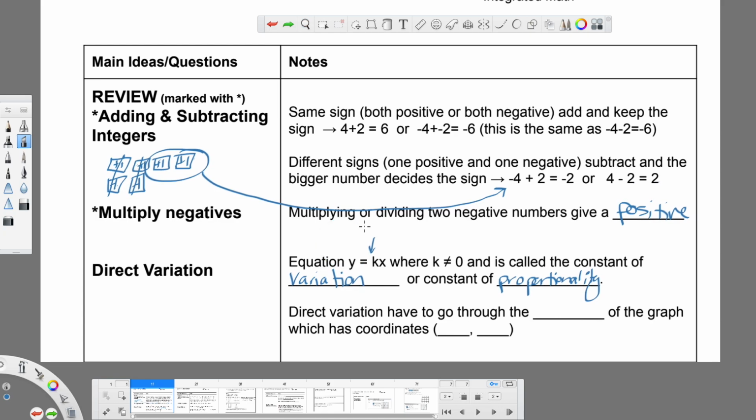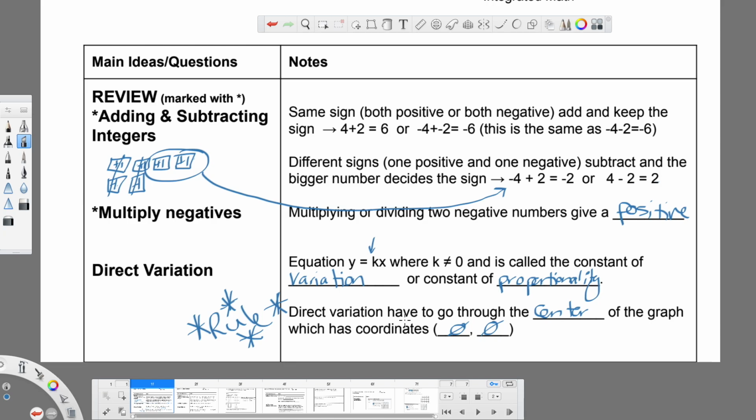All right. So the bottom part here is just filling in a couple more blanks. Direct variation has to go through the center of the graph, which has coordinates 0, 0. So this is a rule. We need this. If it doesn't go through 0, 0, it is not a direct variation. That doesn't mean it doesn't have a pattern or that it's not a line. It just means it's not a direct variation, because that means we have a starting point other than 0. So we need our starting point to be 0, basically.